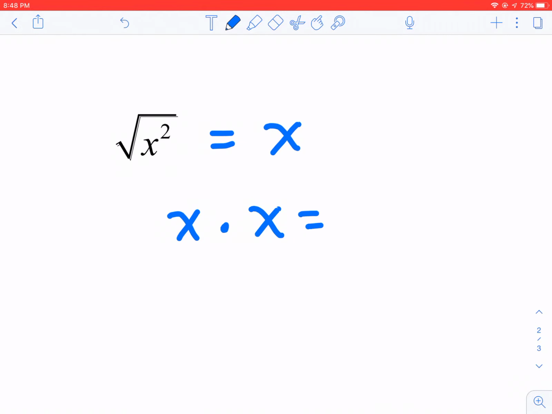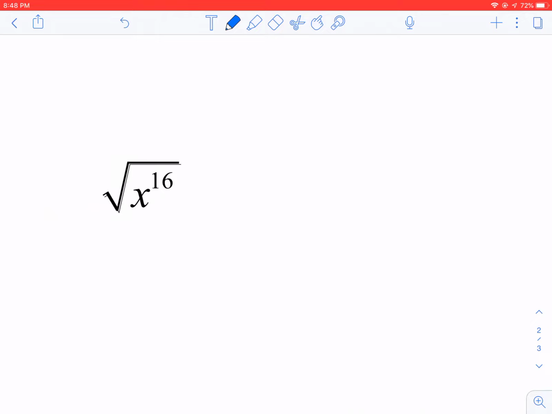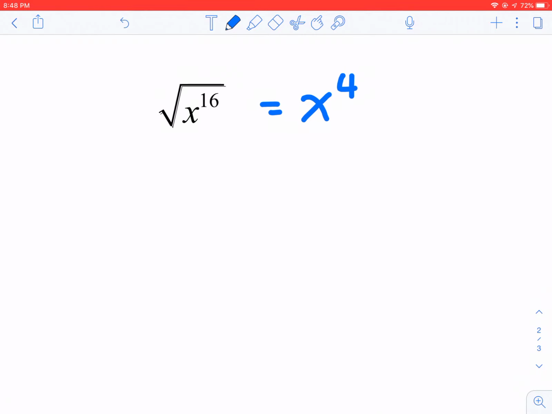Right? For this next one, a lot of people are going to say x to the 4th, right? Because 4 times 4 is 16. But let's think about that for a second. X to the 4th times x to the 4th. Do you guys remember your exponent rules? What is this equal to? Right. This is equal to x to the 8th.